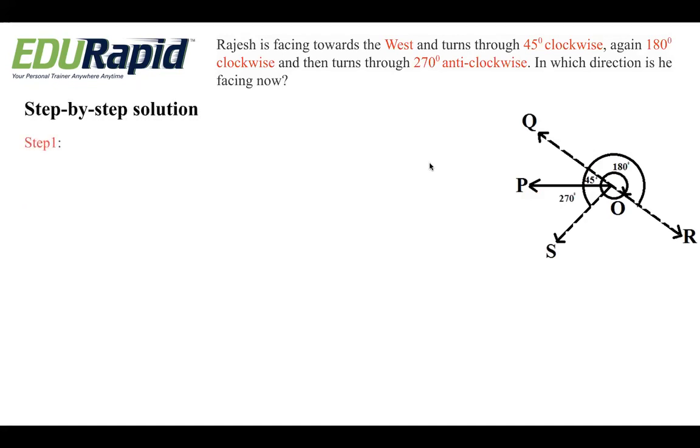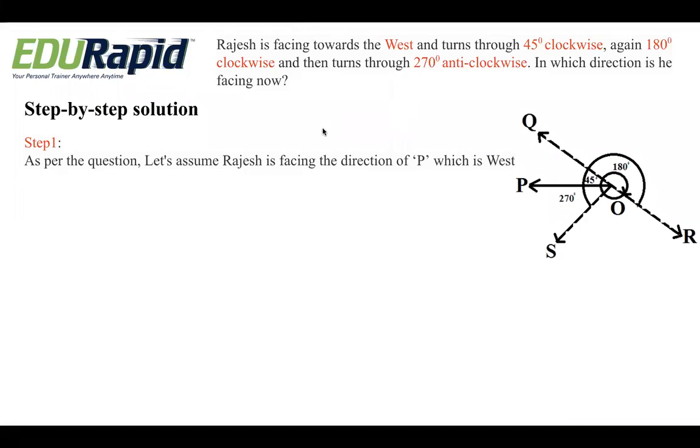So what they're asking is, in step 1, let's assume, because the question says Rajesh is facing towards the west direction. So if you look at it here, let's assume that Rajesh is facing in the direction of P because it is west. We learned that west is the direction where the sun sets. So that's the first assumption.